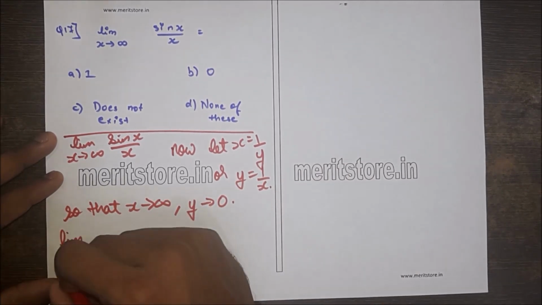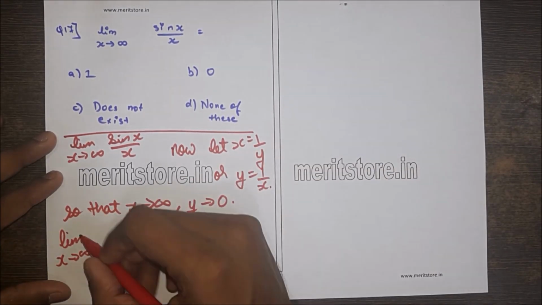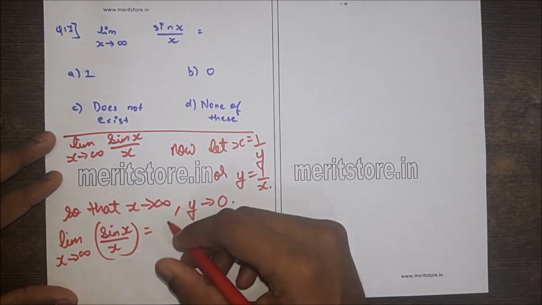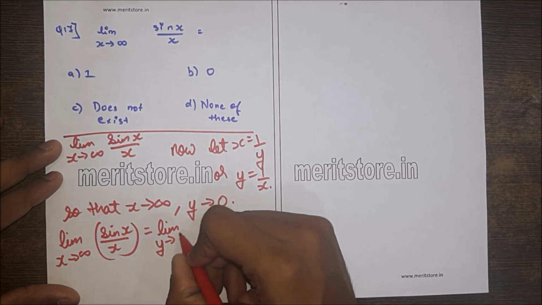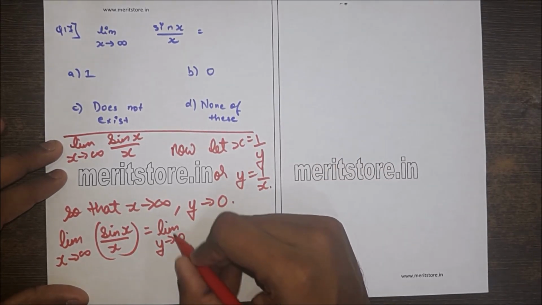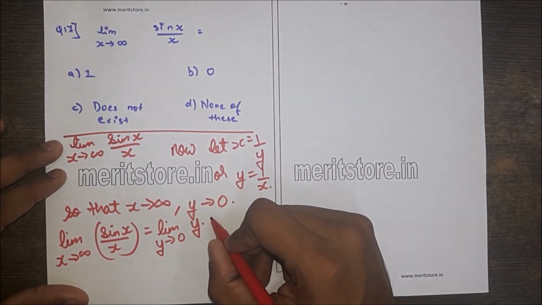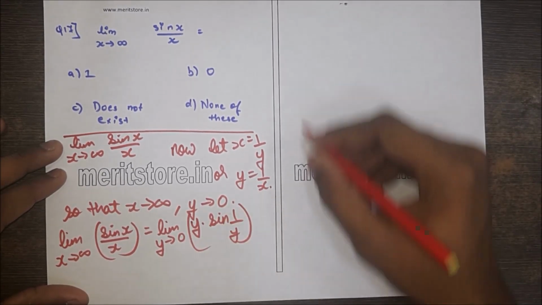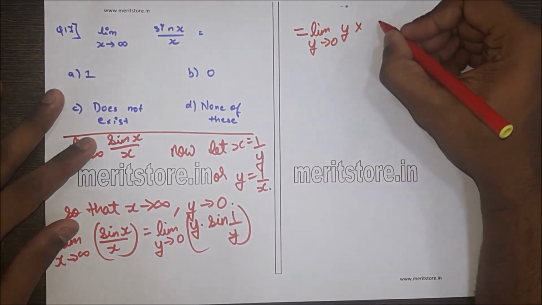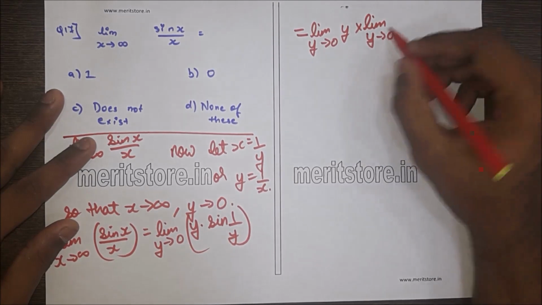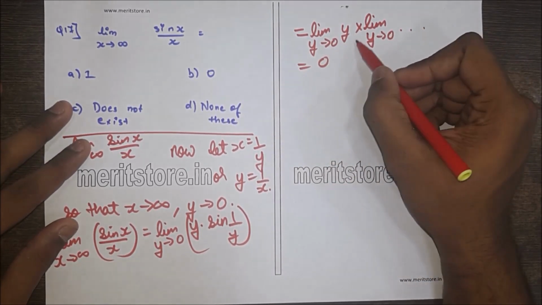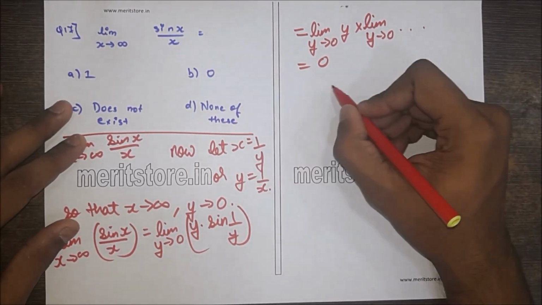Therefore we get limit of, now x tends to infinity, using this substitution, sin x by x gives us limit of y tends to 0. We are writing everything in terms of y. X was substituted as 1 by y. Therefore, limit of y tends to 0 into y into sine of 1 by y, which is equal to limit of y tends to 0 y into limit of y tends to 0 sine of 1 by y. Now whenever you get something like this where y tends to 0 into y, you already know this term is 0. 0 into anything will obviously give you 0. Therefore we get our answer, which is B.